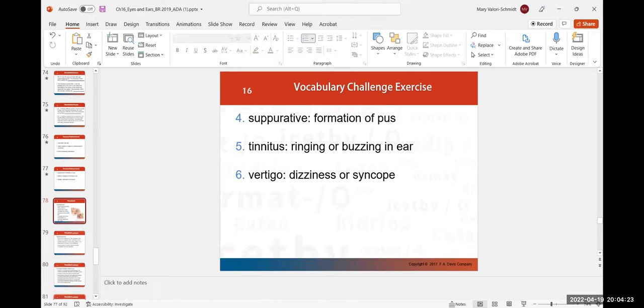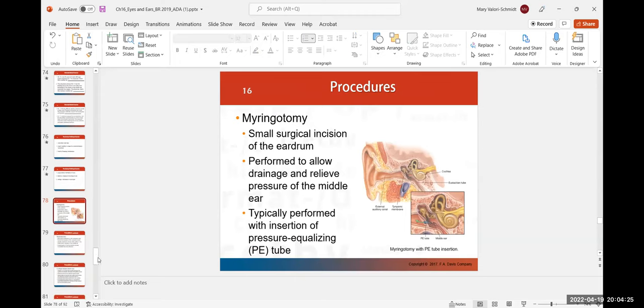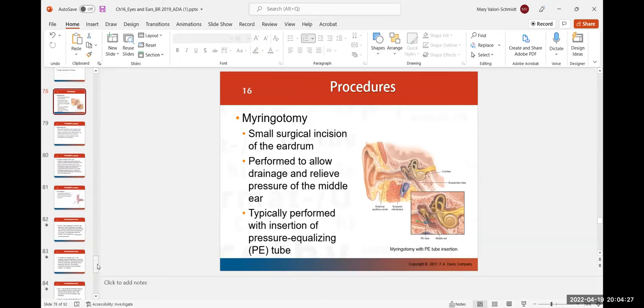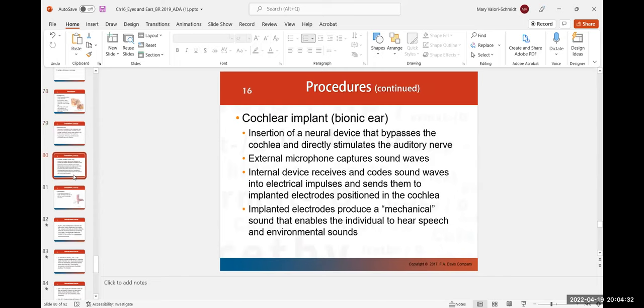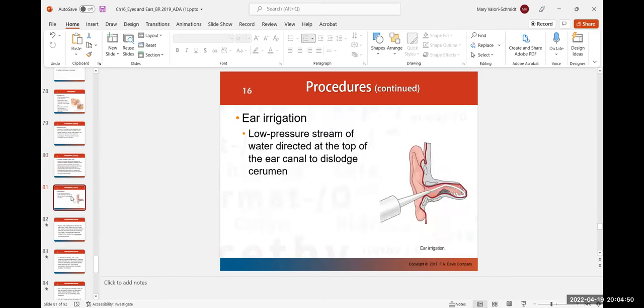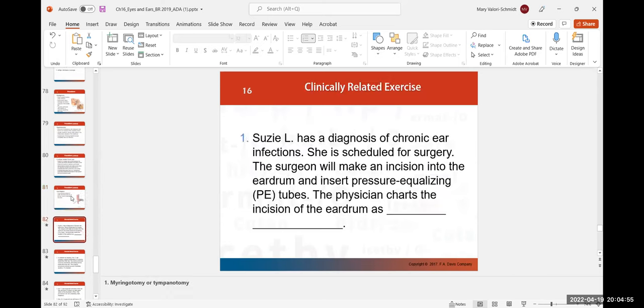And then we've got, we're not going to go through the procedures like a meningitis, mastoidectomy, cochlear implants, the bionic ear. I love the way they call that, the bionic ear. So they do have amazing technology now where they can put an implant that actually goes right to the auditory nerve, to the brain. And then a microphone captures the sound waves and sends those waves to the brain so you can hear. Crazy, right? Irrigation of the ear to get out lodged earwax. That's always fun.